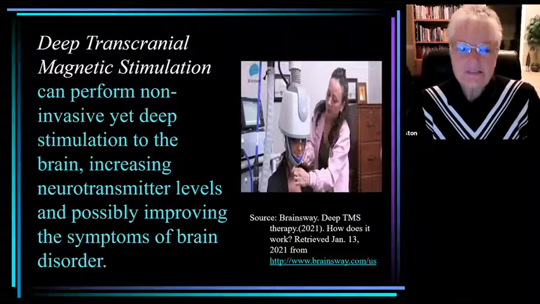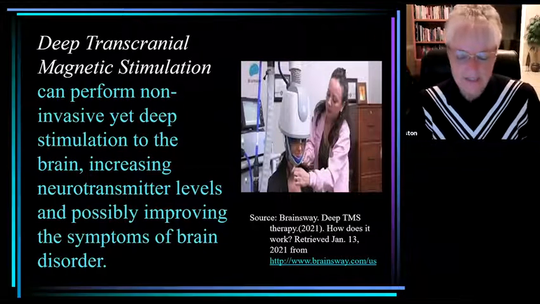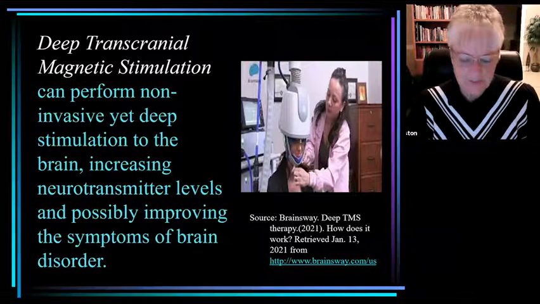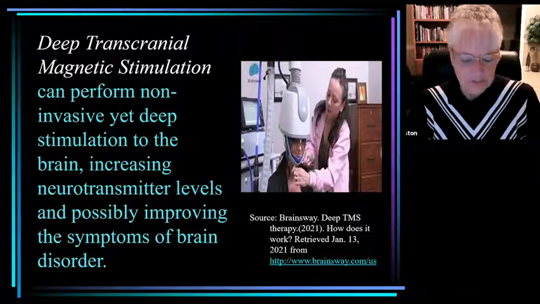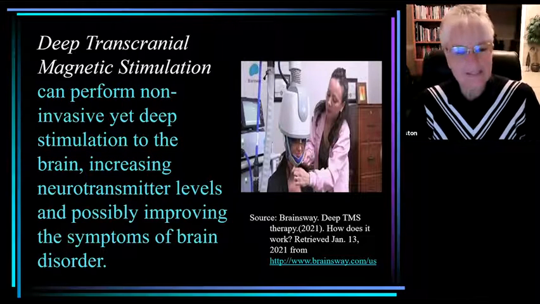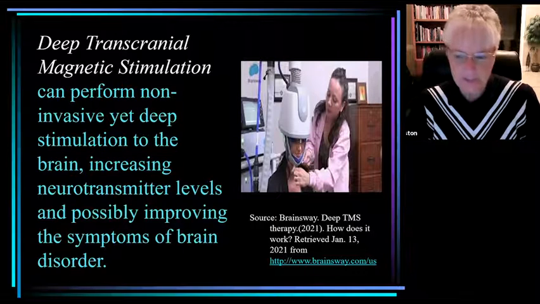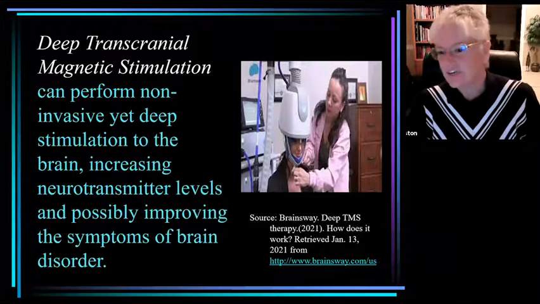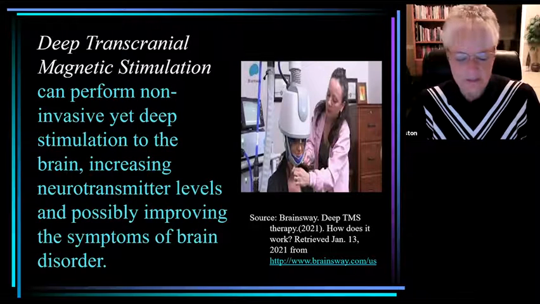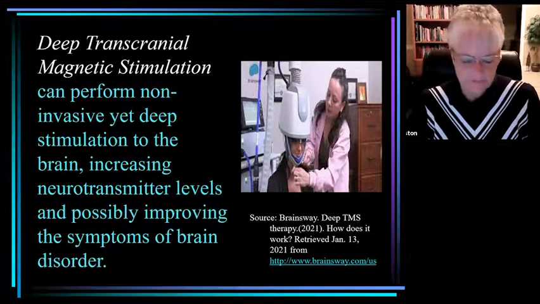In 2013, we also saw the FDA clear non-invasive, deep transcranial magnetic stimulation to the brain. New research says that one half of patients reported a significant decrease in their depression with this therapy. And in 2018, they started using this treatment in clinical trials to treat obsessive compulsive disorder.